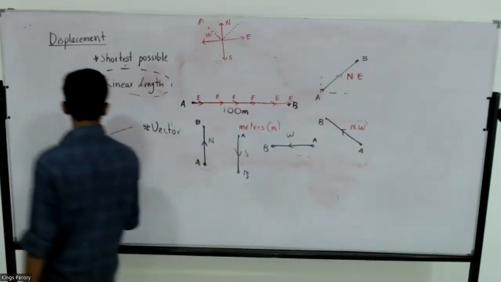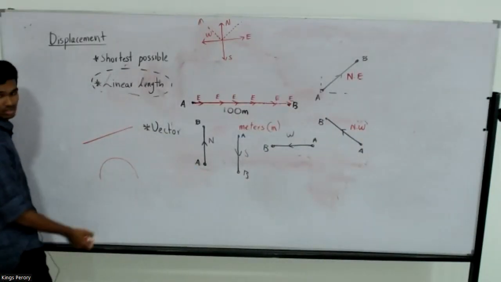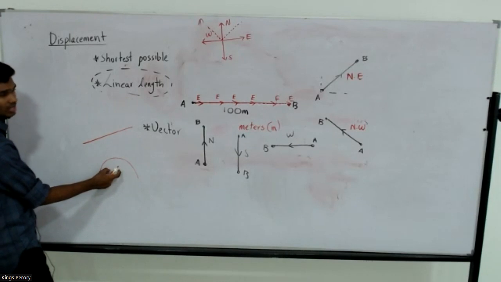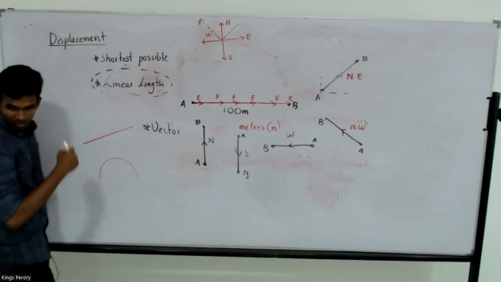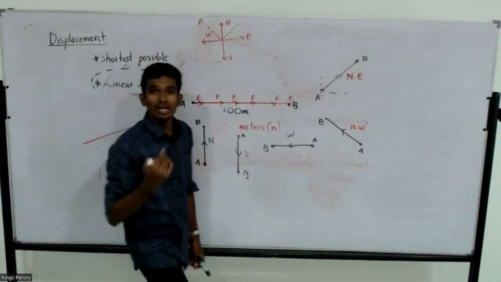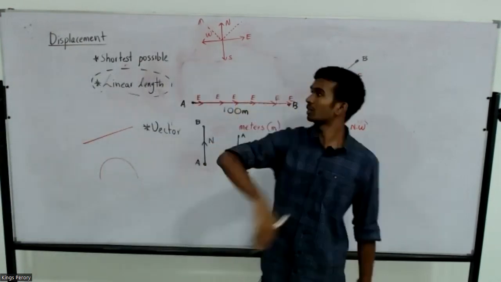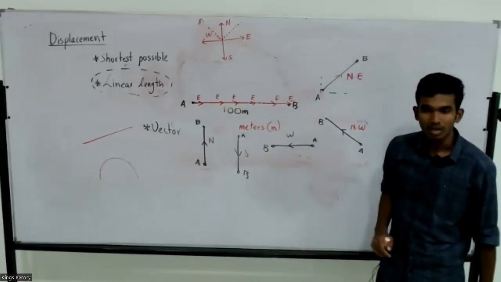But if you look at a curved path, it won't have a proper direction. It keeps changing. You can't tell a direction for a curved path. But in displacement, we are not talking about a curved path, right? We only talk about linear path. For all linear paths, you can give a direction. Clear? Understood? Let's try.